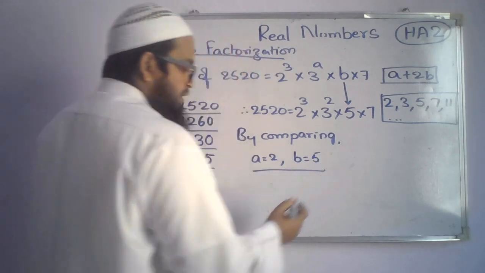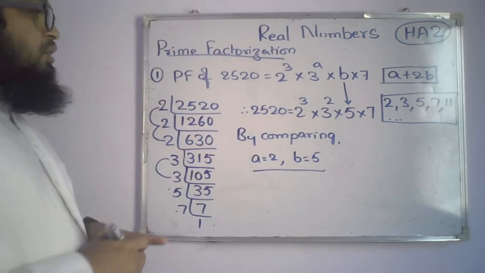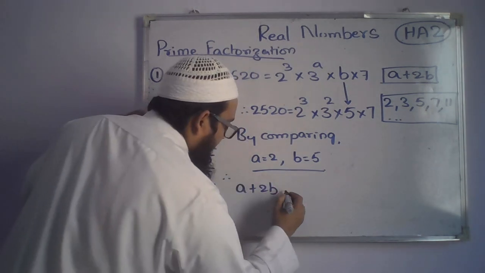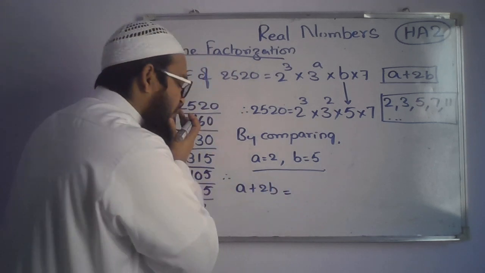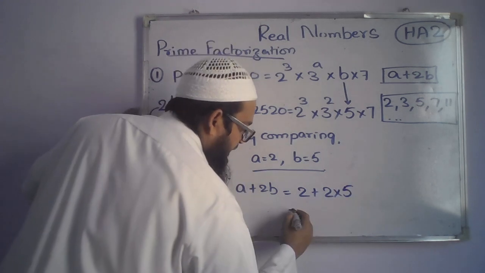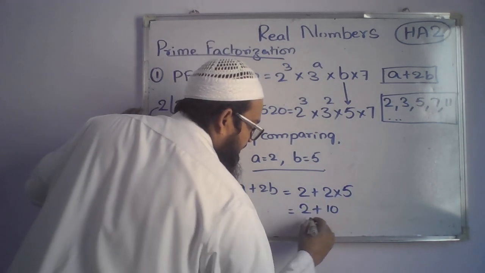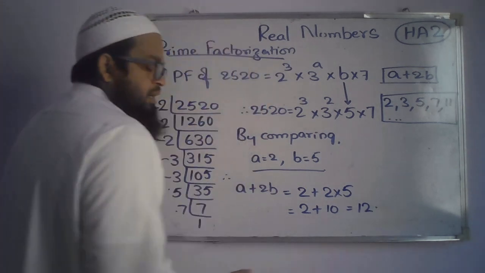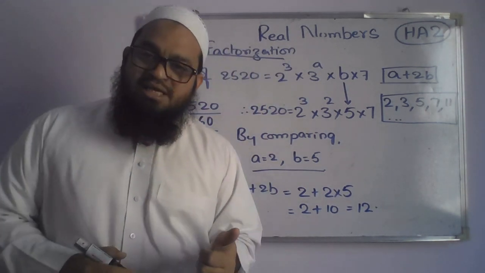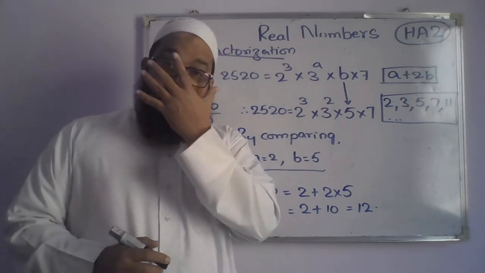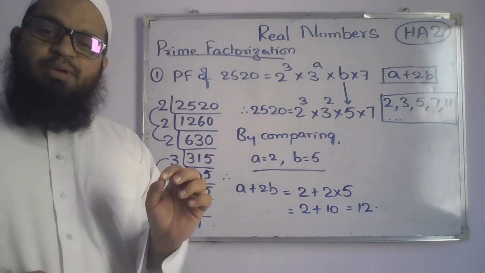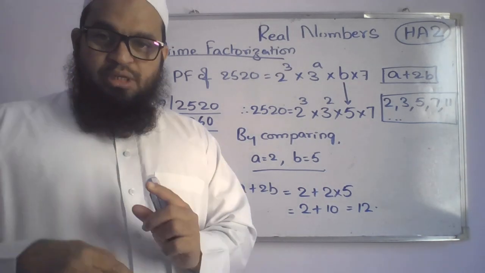So now we got the values of a and b, right? What to find? a plus 2b. So a plus 2b is equal to, what is a? 2 plus 2 times b, what is b? 5. So that equals 2 plus 10, which is 12. Understood, my dear students? Very simple. You start from what is given, and then you will understand everything. What is given and what to find is very, very important. So let us go to the next problem.